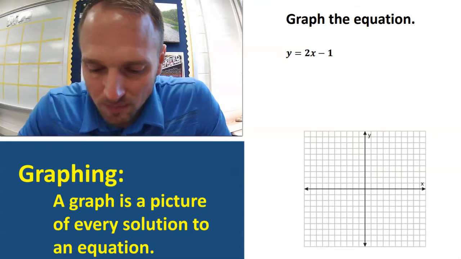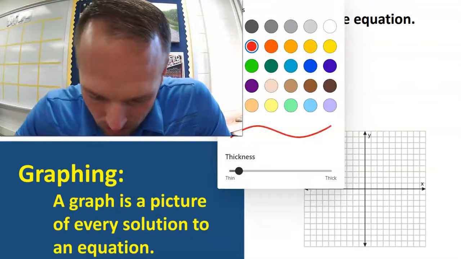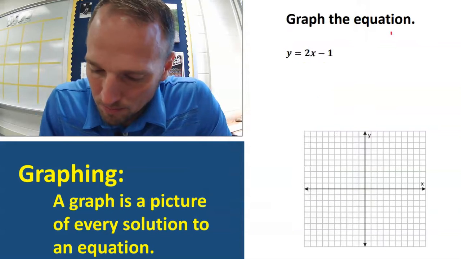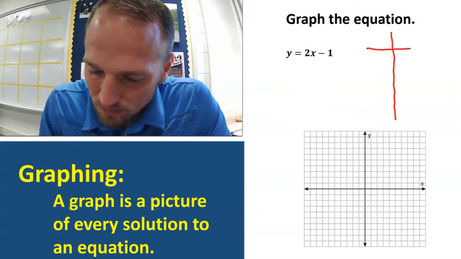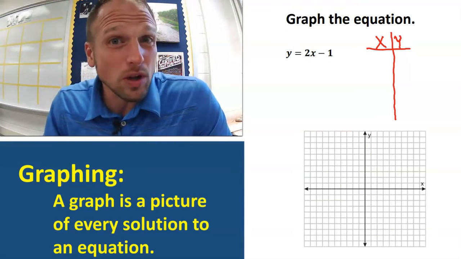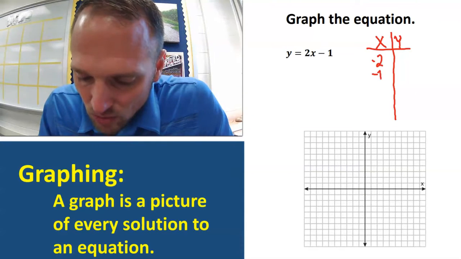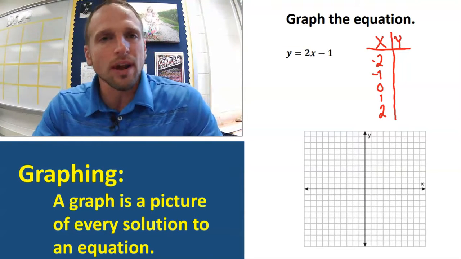Well, first of all, let's do this. I'm going to make an XY table, and let's just find out what some of those solutions are. So we're going to start with x is negative 2, then we're going to go negative 1, 0, 1, and 2. All right, and let's see what happens.